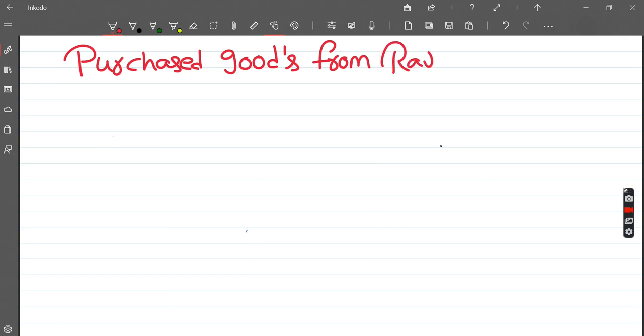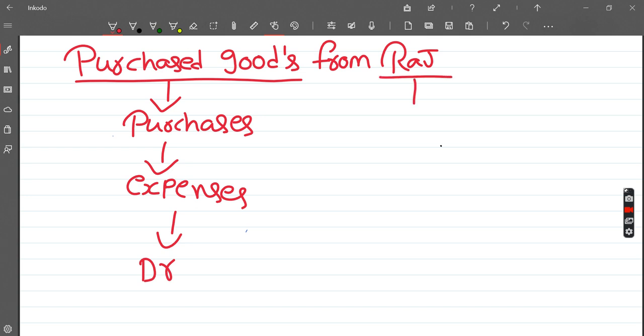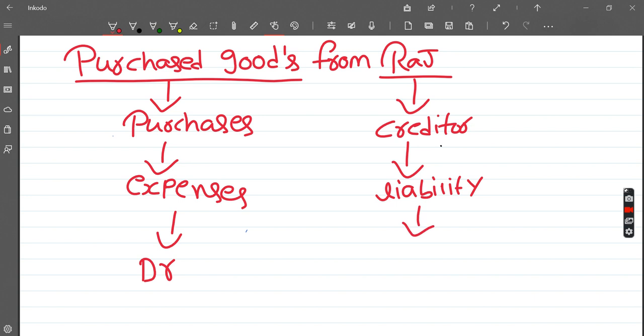Purchased goods, nothing but those are purchases. Purchases is nothing but expenses. Expenses show which balance? Debit balance. So we will debit the purchases. And then Raj here is a creditor, right? Creditor is a liability. Liability shows credit balance, right?